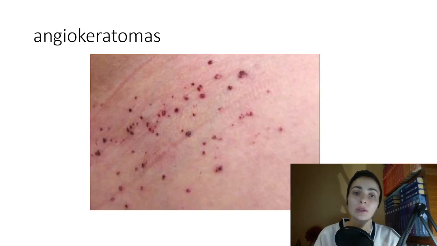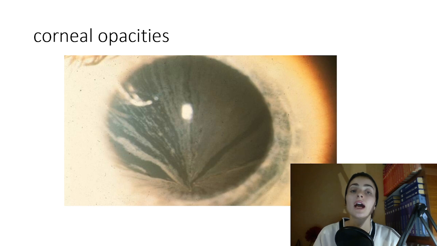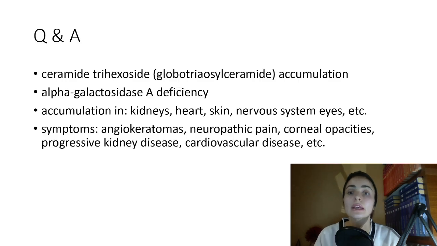Angiokeratomas are a dermatologic or skin problem which looks like this because of the accumulation of this substance in the skin, and corneal opacities look like this, accumulation of the substance, sphingolipids, here in the cornea, which is the outermost part of the eye. Which substance is accumulated, though? The accumulation is of ceramide trihexoside, which is also called globotriaosylceramide, another fancy name. This is because of the deficiency of the enzyme alpha-galactosidase A.